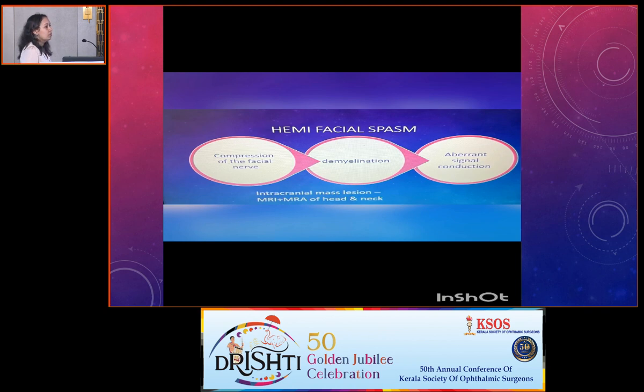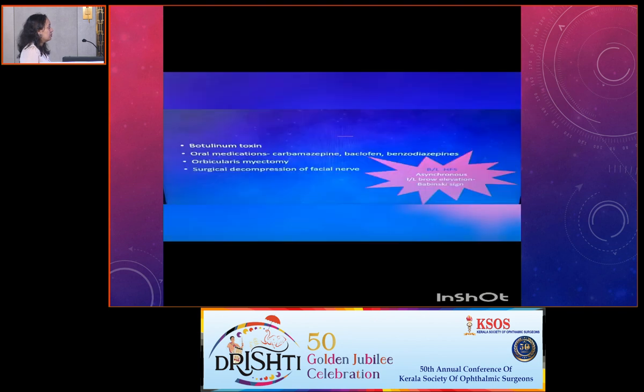and aberrant signal conduction. It can also be due to intracranial mass lesions, so MRI and MRA of the head and neck should be done. There can sometimes be bilateral hemifacial spasm, which will be asynchronous on both sides. Also, Babinski-II sign will be positive. The treatments are botulinum toxin, oral medications, orbicular myectomy and surgical decompression of the facial nerve.